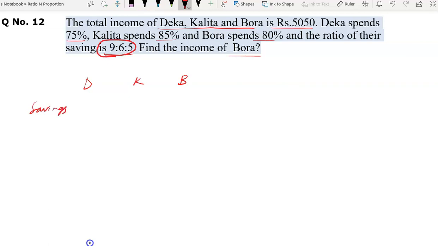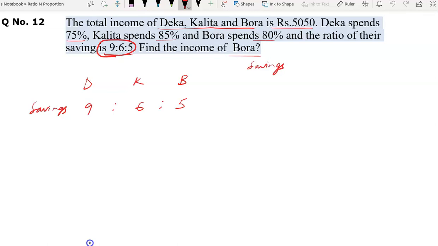So we have savings 9:6:5, and it's given that Deka spends 75%. Now if Deka spends 75%, that is the expenditure, so savings will be how much?